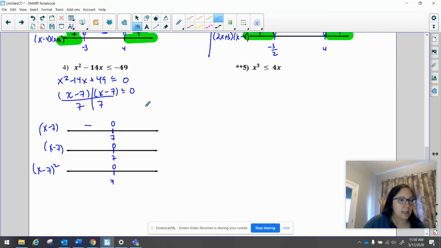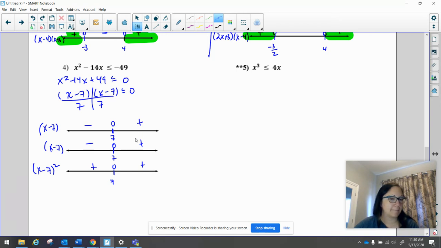Anything to the left of 0, negative. Anything to the right, positive. Negative times a negative is a positive. Positive times a positive is a positive. So this is telling us that if we were to graph the equation of this, then we would get a parabola that has an x-intercept of 7 and opens upward.